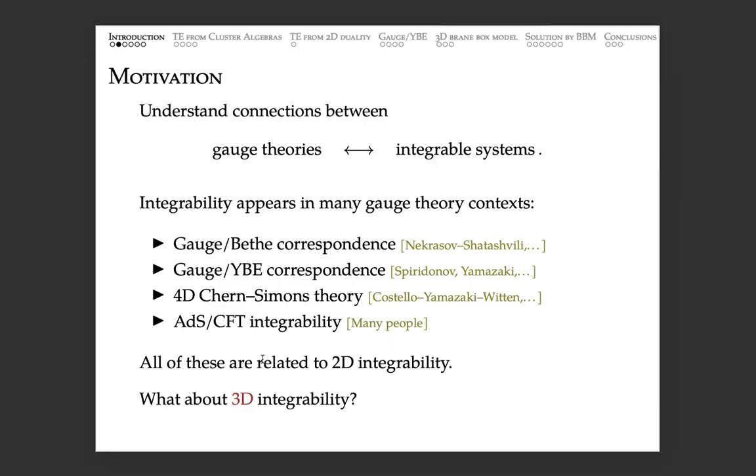Then the natural question is, what about three-dimensional integrable systems? Do they appear from gauge theories or some supersymmetric field theories? That's the main motivation, and I would like to give some answers to this question positively.